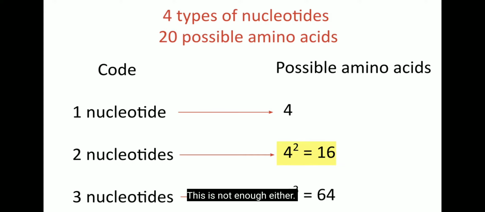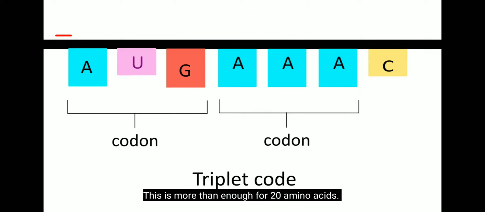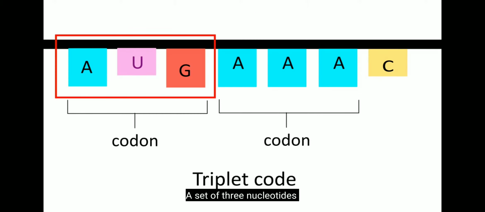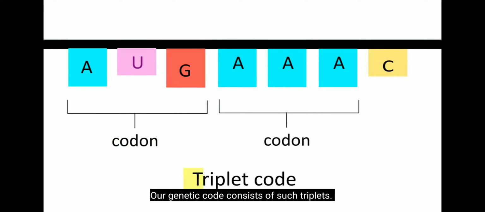This is not enough either. If 3 nucleotides code for one amino acid, there are 64 combinations. This is more than enough for 20 amino acids. A set of 3 nucleotides that code for one amino acid is called a codon. Our genetic code consists of such triplets.